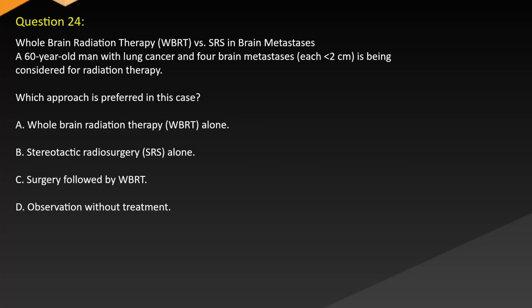Question 24. Whole brain radiation versus SRS in brain metastasis. A 60-year-old man with lung cancer and 4 brain metastases, each 2 centimeters, is being considered for radiation therapy. Which approach is preferred in this case? A. Whole brain radiation alone. B. Stereotactic radiosurgery (SRS) alone. C. Surgery followed by WBRT. D. Observation without treatment.